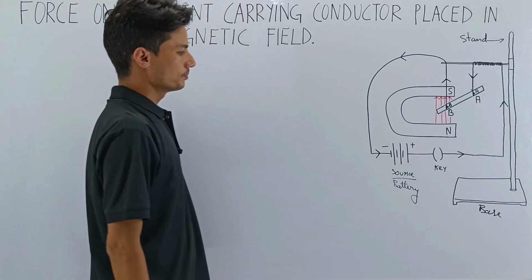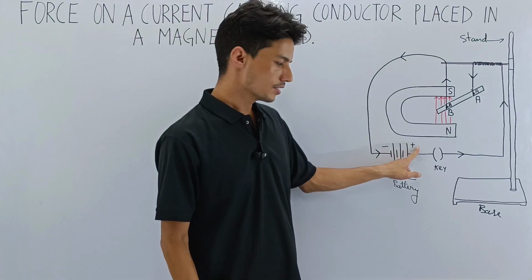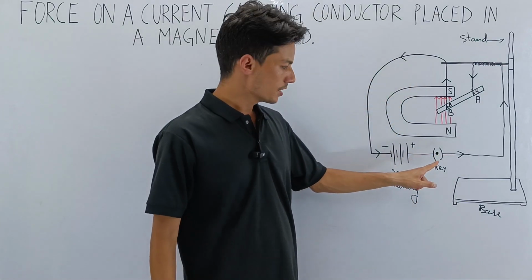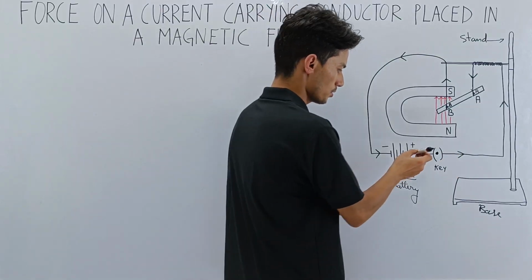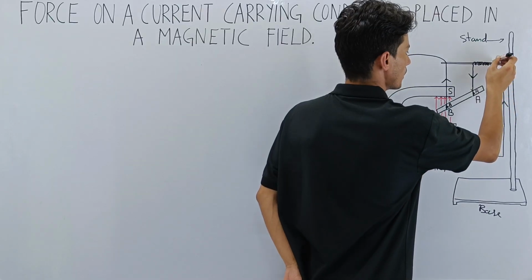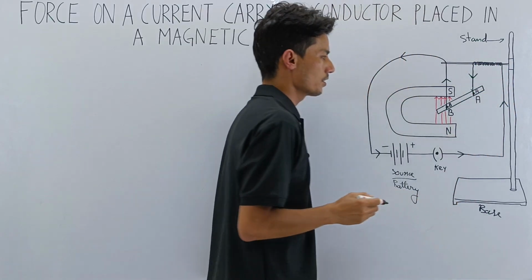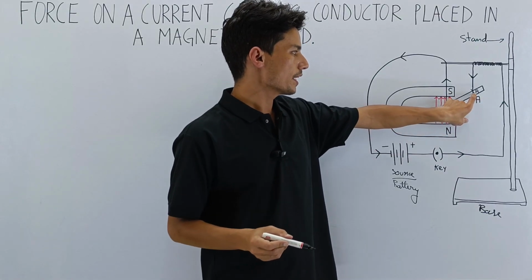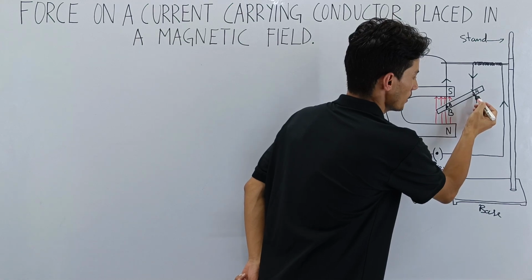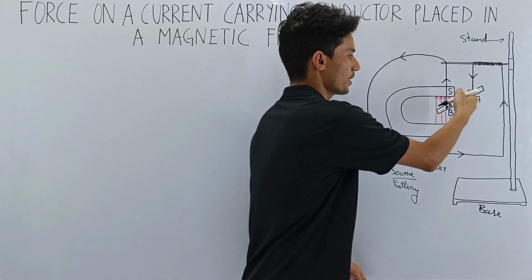So now let's start the experiment. The positive terminal is here, so let's insert the key. The key has been inserted, so current will flow. Let's say this is the current. Current flow will take place, and the current will first enter point A. So right now current is entering from point A to point B. The direction of flow of current is from point A to point B.